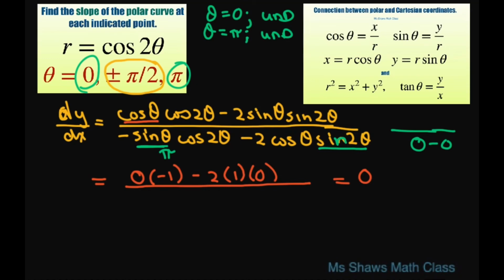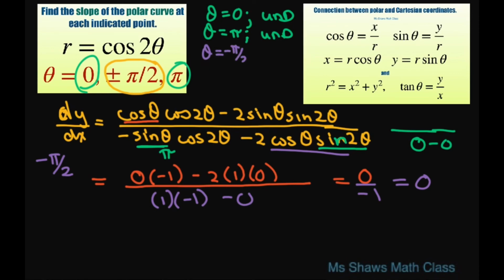For the denominator, sine of pi divided by 2 is 1, but we're doing negative right now. So that's going to be negative 1 times negative, so that's going to be 1 times negative 1. And this right here is all going to go to 0. So we get negative 1. This equals 0. So at theta equals negative pi divided by 2, our slope is 0.